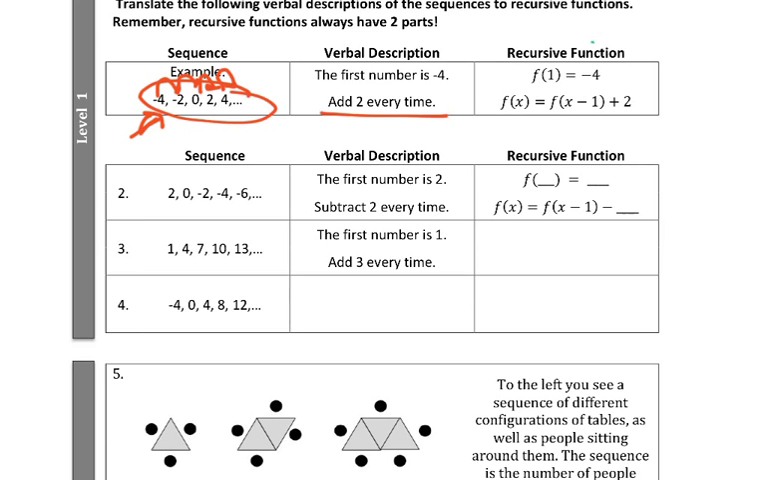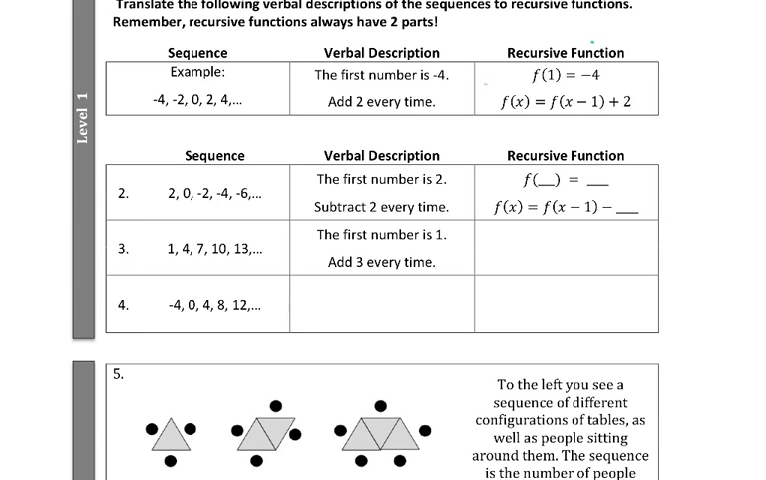When we write recursive functions, let me show you what stays the same every time. We will always be writing this stuff over and over and over. Then we'll just need to fill in what the first number is and what the pattern is. So let me go ahead and help you out here.